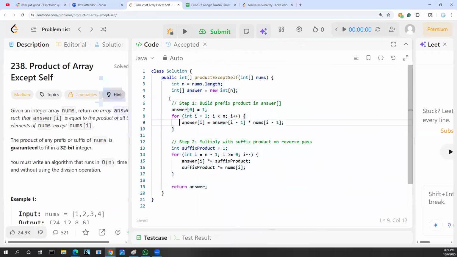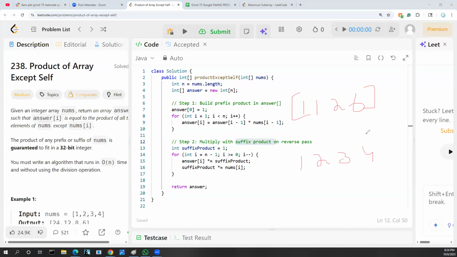So this is the solution where I'm computing the prefixes separately, and then I'm computing the suffixes separately, but I'm doing something smart here. The prefixes that I've already computed, for example, 1, 1, 2, 6, is the array of my prefix. Every time I compute a suffix by going in the reverse direction of my array 1, 2, 3, 4, when I find the suffix, let's say my suffix is 4, I just multiply it to my prefix to compute the answer, because ultimately we need to multiply prefixes with suffixes.